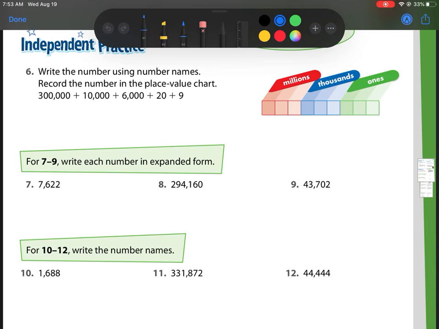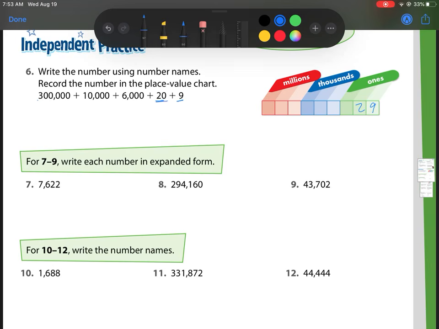So heading on down, it says write the number using number names. Record the number in the place value chart. So I'm actually, for myself, I'm going to record it in the place value chart first. So I'm going to start on the right. So I put a 9 here. Then I'm in my second place value, which is a 2. There's nothing in the third place value.